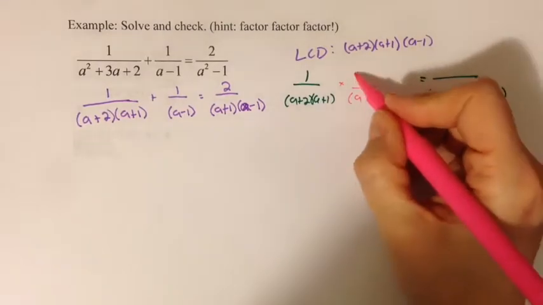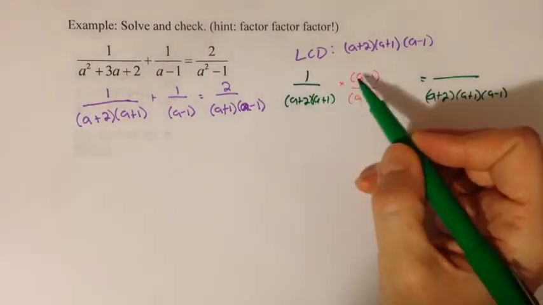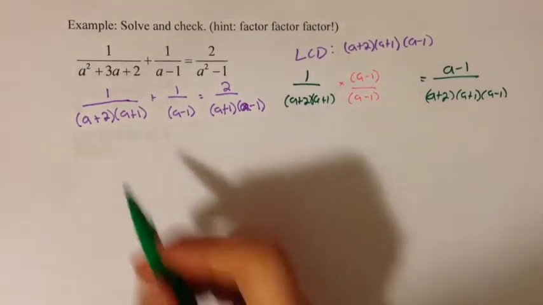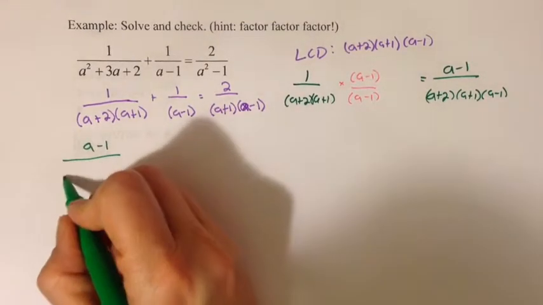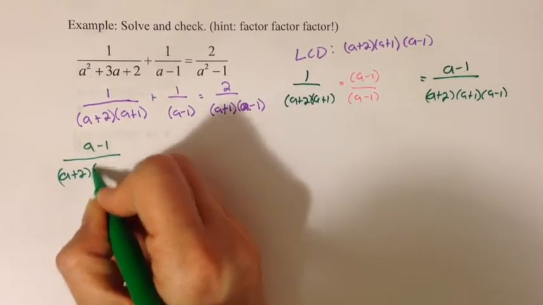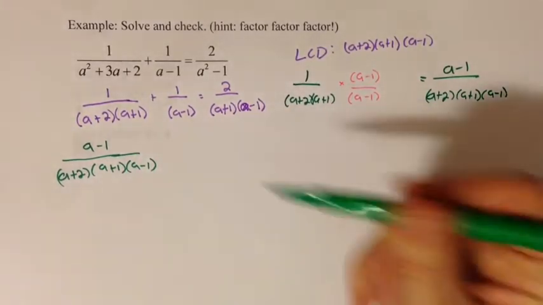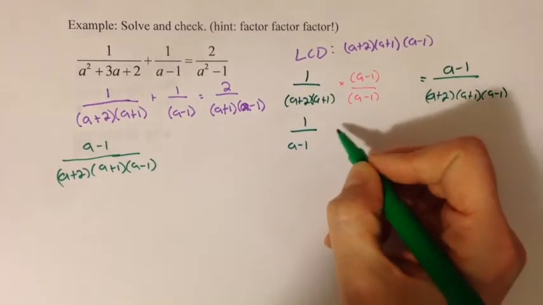But whatever you do to the bottom, you've got to do to the top. When I multiply straight across, I get 1 times a minus 1, which is just a minus 1. So this can now be replaced with (a minus 1) over (a plus 2)(a plus 1)(a minus 1).